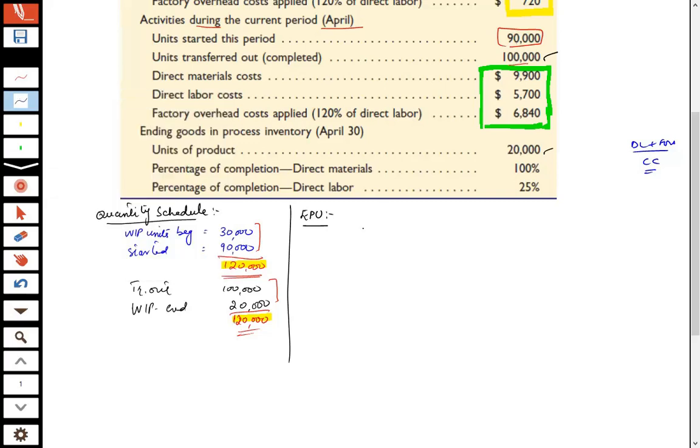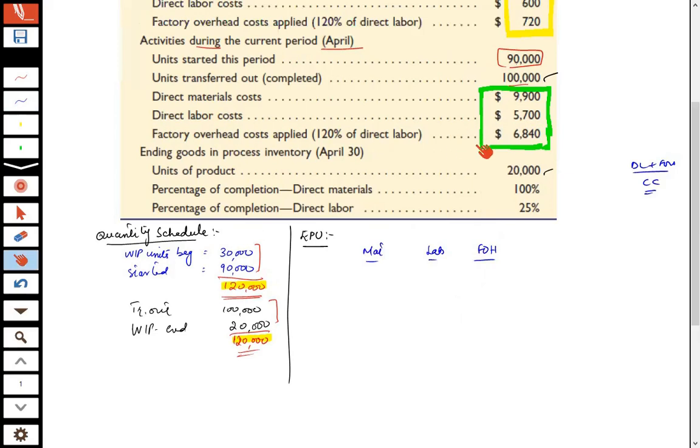EPU, first we will write here material, labor, FOH. Now it depends on us whether we write labor and FOH separately or CC. But what problem will occur? The problem will occur in the calculation of unit cost because we have been given the labor cost and the FOH cost separately. And if the FOH percentage is not given, then we will consider it the same as the direct labor percentage. Clear?